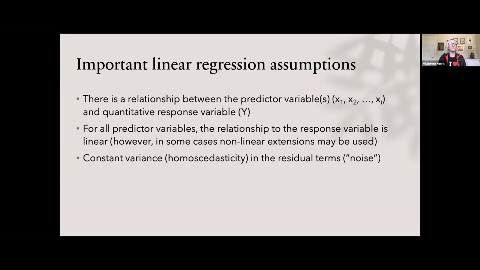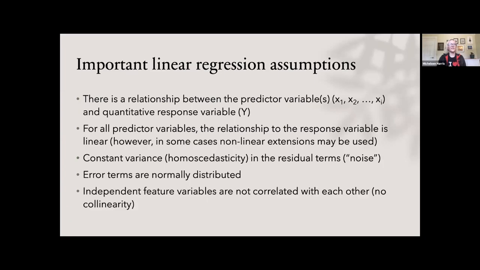Another assumption is constant variance, or homoscedasticity, on the residual terms or noise. Also, the error terms are normally distributed. And finally, independent feature variables are not correlated with each other, so we are looking for no collinearity. A lot of these are terminology that are really core to classical machine learning and also deep learning methods. So these are excellent to know as part of your basic tool set.